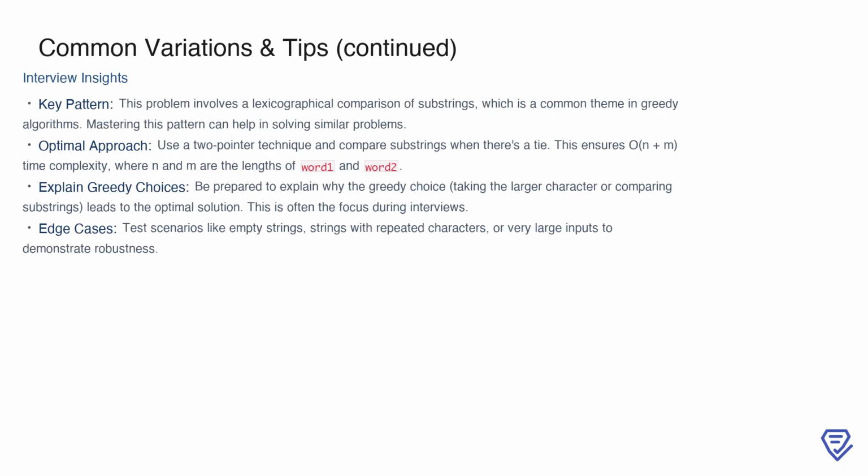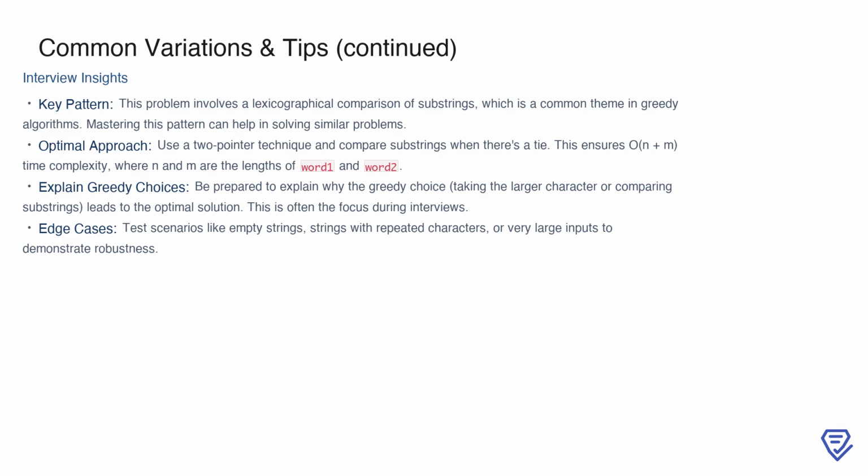This problem highlights a key pattern often seen in greedy algorithms: lexicographical comparison of substrings. Recognizing and mastering this pattern is valuable for solving similar problems. The optimal solution involves a two-pointer technique where you compare the current characters of word 1 and word 2. In tie-breaking situations, you compare the substrings starting from the current positions of the pointers. This ensures a time complexity of O(n + m), which is efficient.